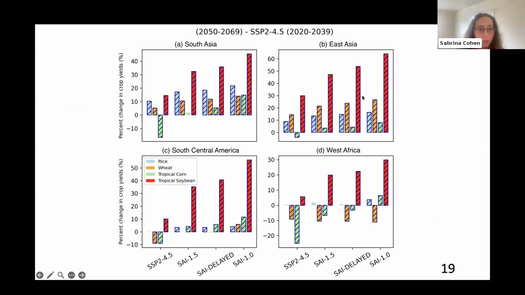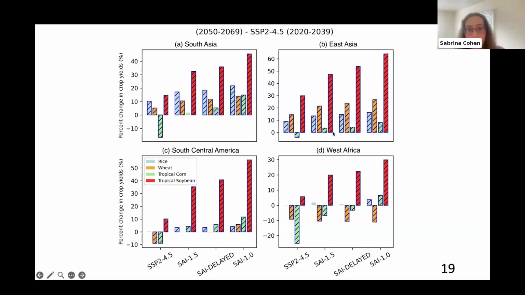All right, so one final figure that I will show you. This figure is basically a synthesis of everything that I've presented so far. If we look at the legend here, I'm looking at what the percent change in crop yields would be for each of the four crops, rice, wheat, tropical corn, and tropical soybean, for each region under the different climate scenarios. From a very simple sense, if we compare the top panels, South Asia and East Asia, we can see that overall, with few exceptions, for all the crops under all the different climate scenarios, crop yields increase. Whereas if we look at South Central America, and particularly West Africa, we can see that crop yields tend to decrease.